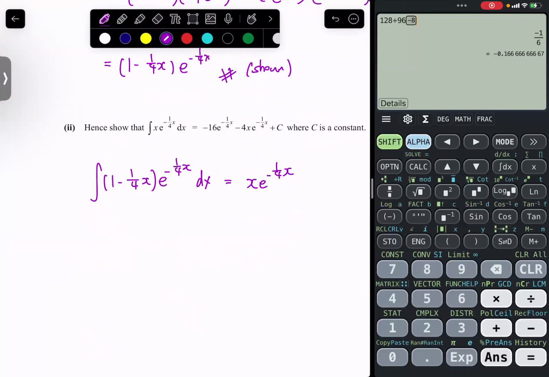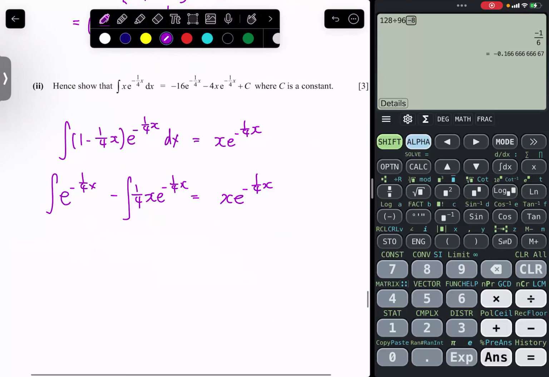Okay, separate them out. We'll have the integral of e^(-1/4 x) minus the integral of 1/4 x e^(-1/4 x) equals x e^(-1/4 x) plus c. Okay, we can settle this part first.